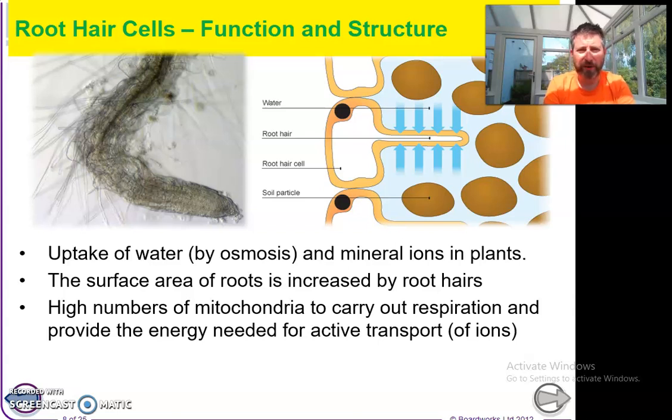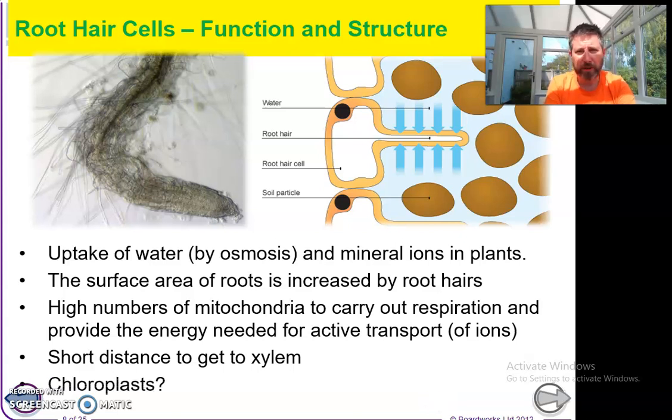One, they've got an incredibly large surface area because the hairs are very, very long and thin. Two, they've got high numbers of mitochondria because active transport requires energy, so they have lots of mitochondria for that to take place. There's then a short distance required to get from the root hair cell to the xylem, because the xylem are going to be transporting those minerals and water upwards.